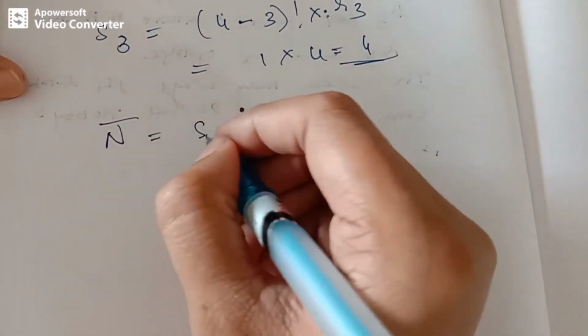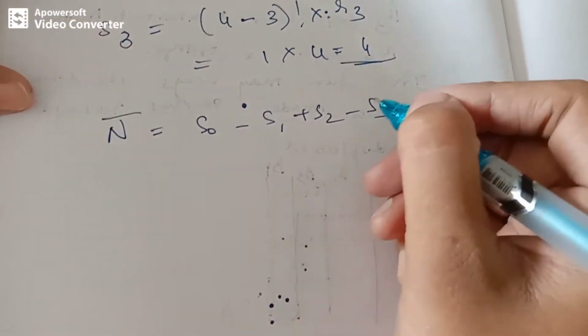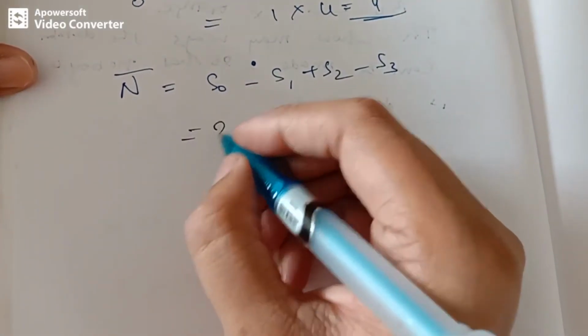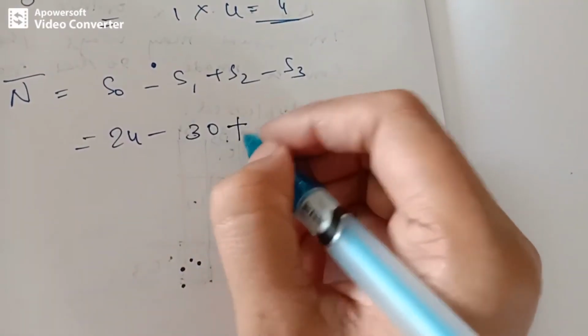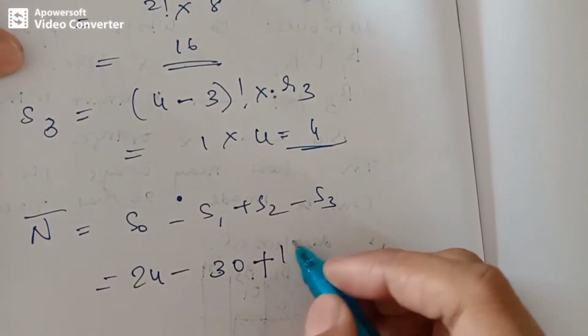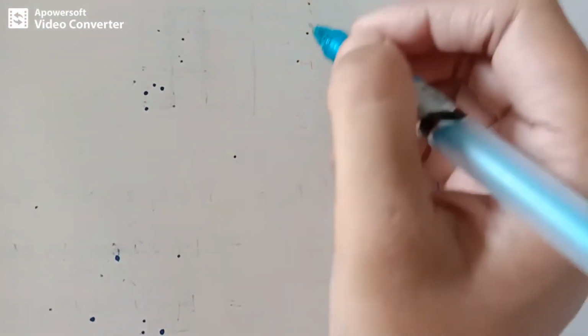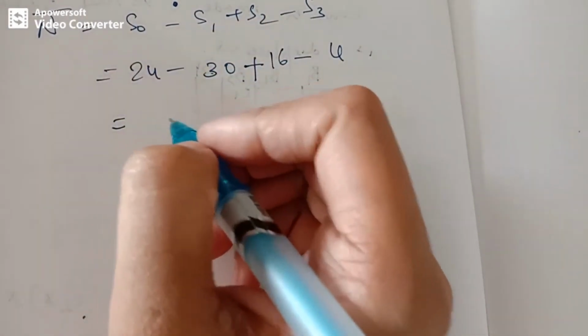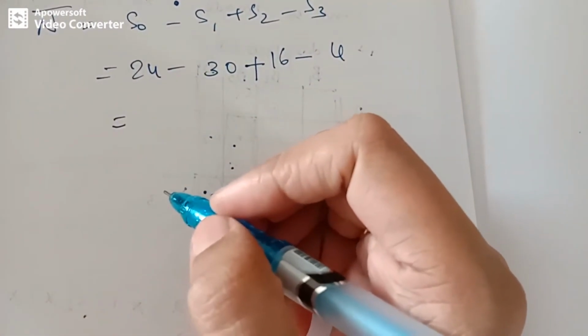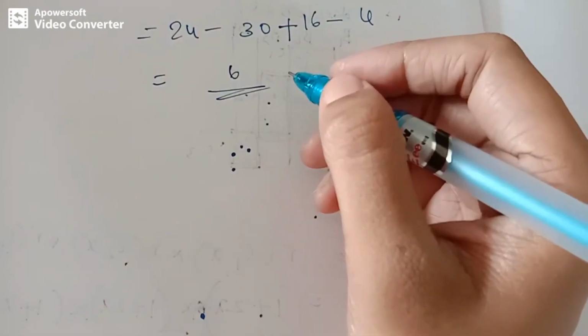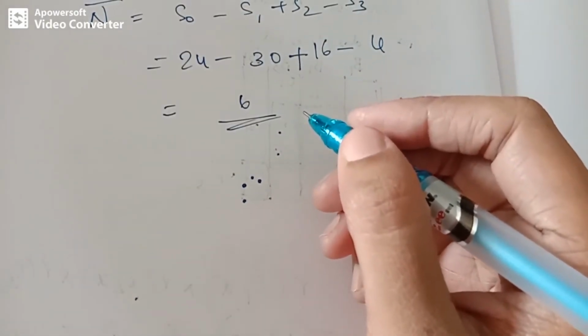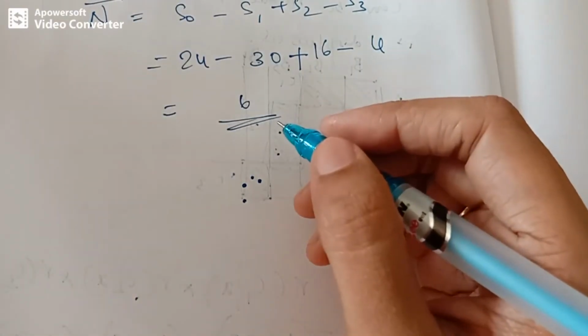We have to find out n complement. Let's substitute all these values back in our equation. The value of S0 we have got is 24, and S1 is 30, S2 is 16, S3 is 4. Let's simplify this. So we get minus 6 plus 16, 10 plus 4 is 14. So this gives the number of ways of distributing the fruits under the given constraints.